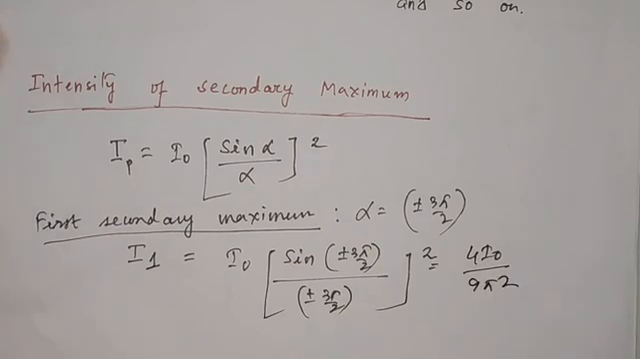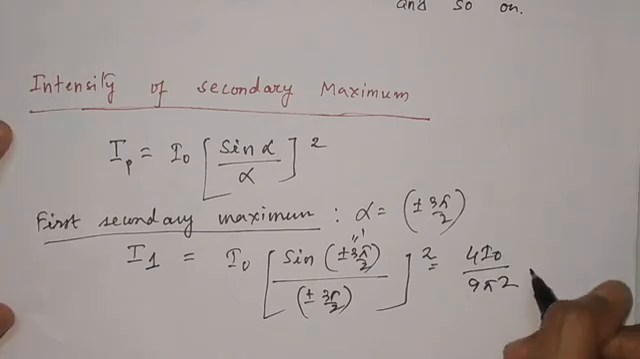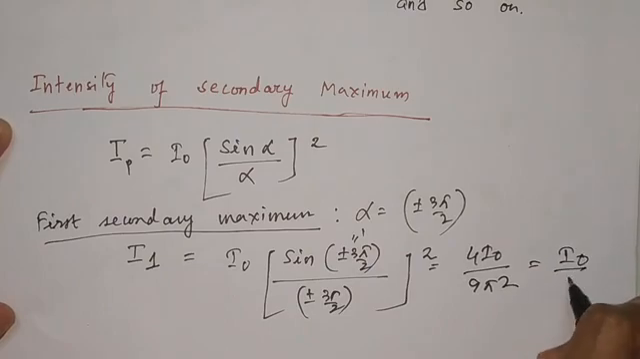pi square. Okay, you can try this one, because sin 3 pi by 2 equals 1. Then in the denominator it will be 9 pi square by 4. 4 goes into the numerator, so we will have 4I0 by 9 pi square, which is approximately equal to I0 by 22.